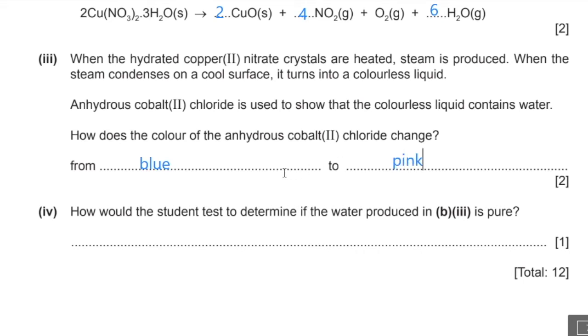4. How would the student test to determine if the water produced in B part 3 is pure? So to test the purity of any substance, you could always check its melting point. If it is a sharp, straight melting point, not over a range of temperatures, it is a pure substance.